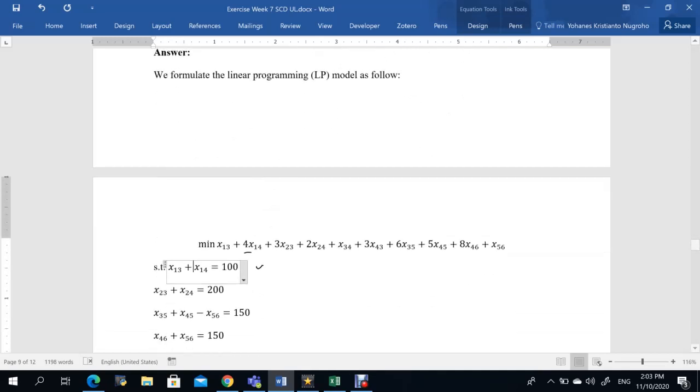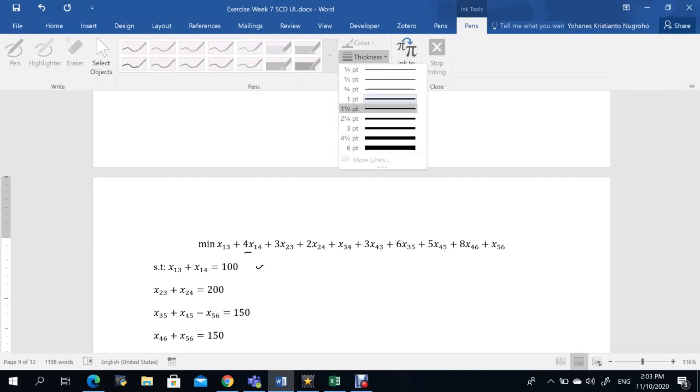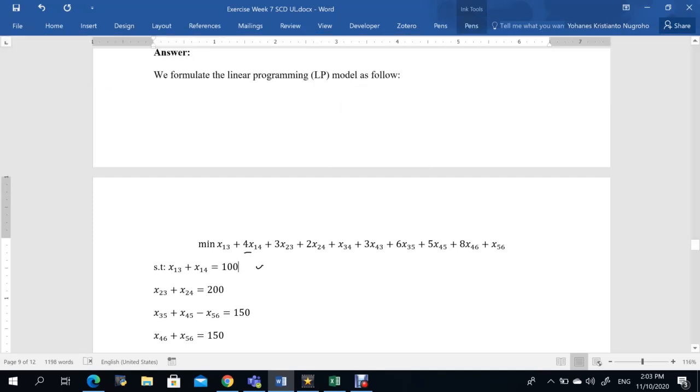And also for constraint number 2, it is the constraint for node number 2. Any transportation from node number 2 to either point or station or nodes 3 and 4 is always equal to 200. Over or lower than 200 is not permitted.